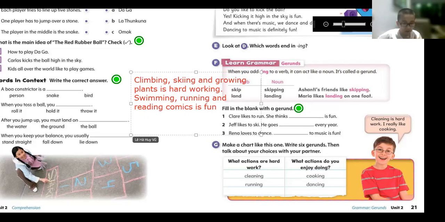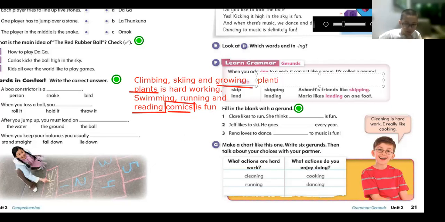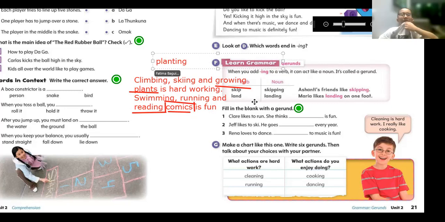Okay, so again, you can just write reading, because this is not a gerund anymore. Reading is just fine. Or you can say planting instead of growing. It means to plant. All right, so there you go, Huy Vũ.